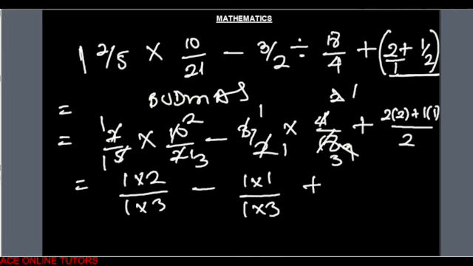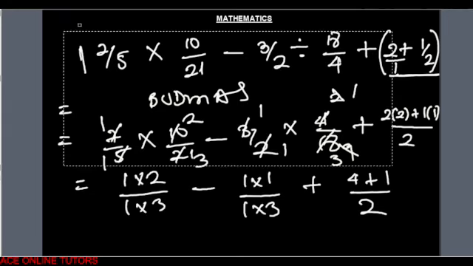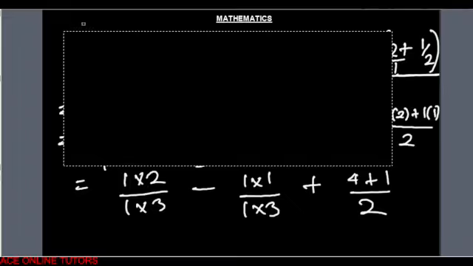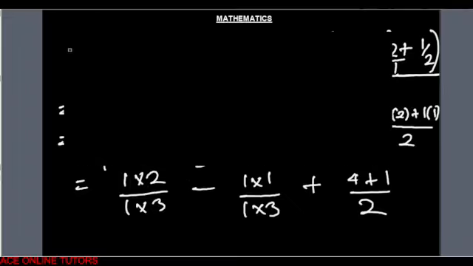Then plus, now 2 times 2 will give us 4. Plus 1 times 1 is 1 over 2. So this is what we are going to arrive at. But we are not done yet. What are we going to do next? We say this is 2 over 3 minus this is 1 over 3, then plus this is what? 5 over 2. Now there is no multiplication and division again.